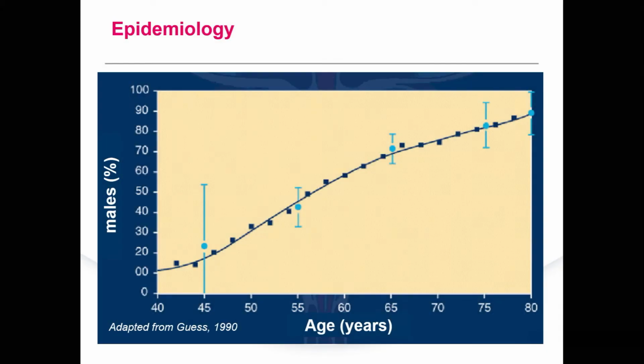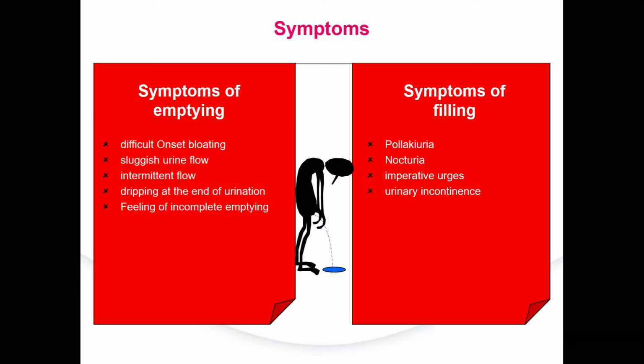Epidemiology. So we can see on this scheme that the most frequent occurrence of the BPH is in men after 80 years old. But it is quite close after 65, and we should observe these patients for BPH and check the state of their urination.